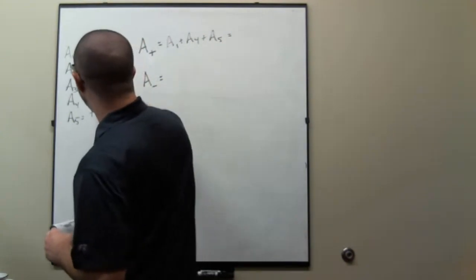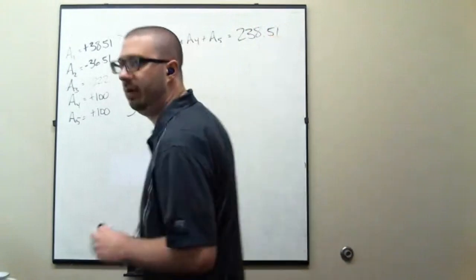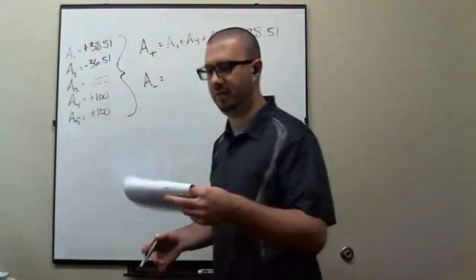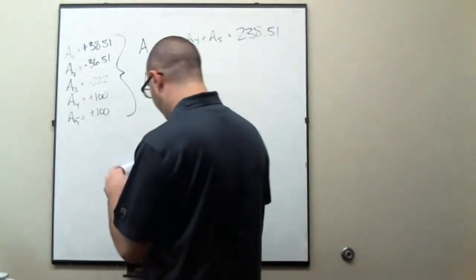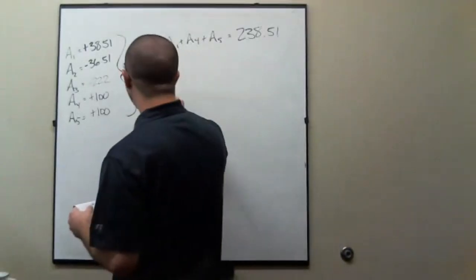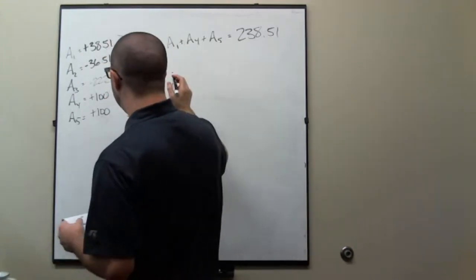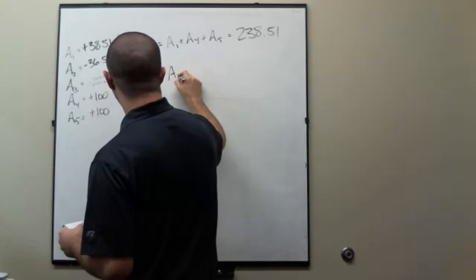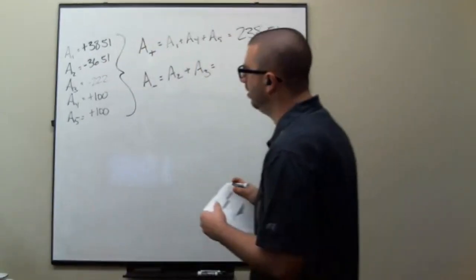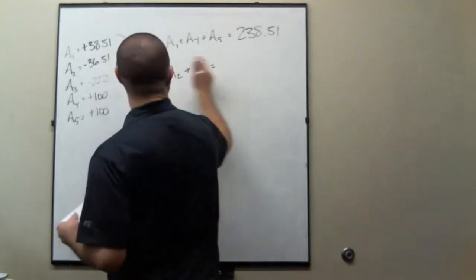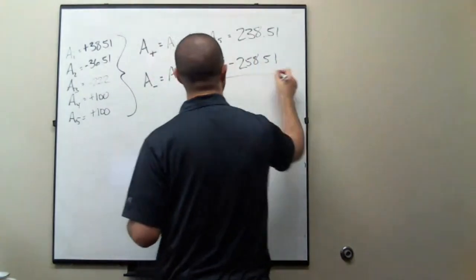Okay, and so that comes to 238.51, or 52. I'm sure there's probably a little bit of rounding issue. That's really no big deal. Now, what about the minus areas? Well, the minus areas, I'm going to do this and this. So area 2 plus area 3. And when I add that up, I get minus 258.51.